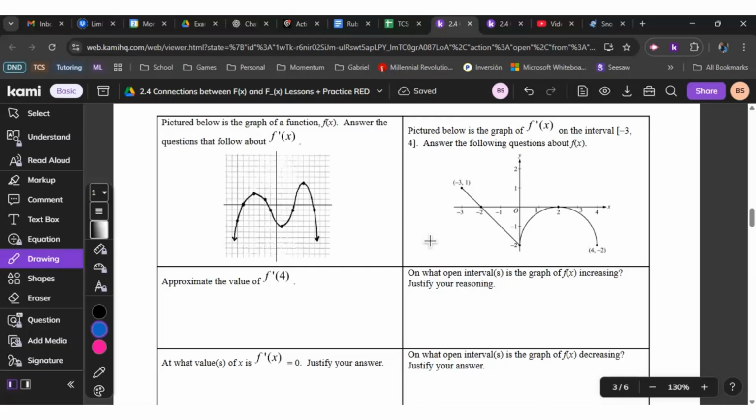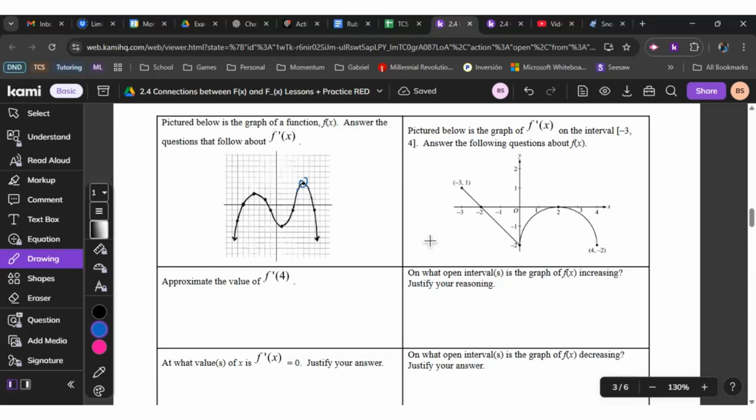No. Picture below. Graph of f of x. Answer the questions about f prime. So we've already shown you f of x. Approximate the value of f prime of 4. So if I want to find the derivative at 4, and I'm approximating it, what did we say we did previously? We trace a line. We do a secant line.